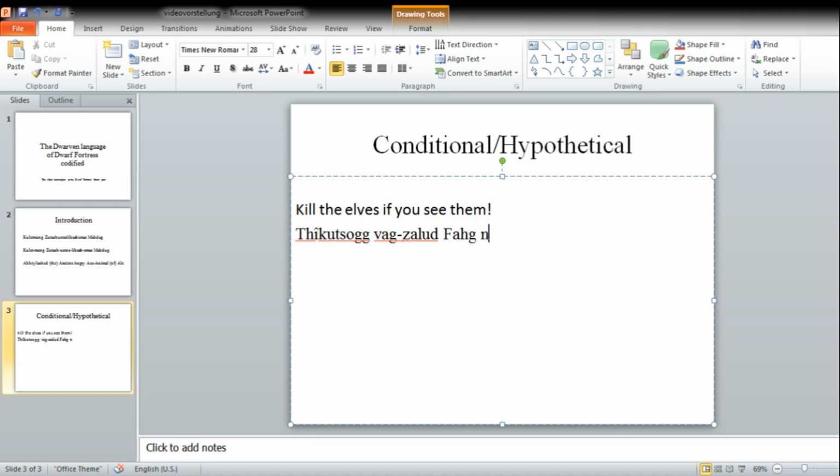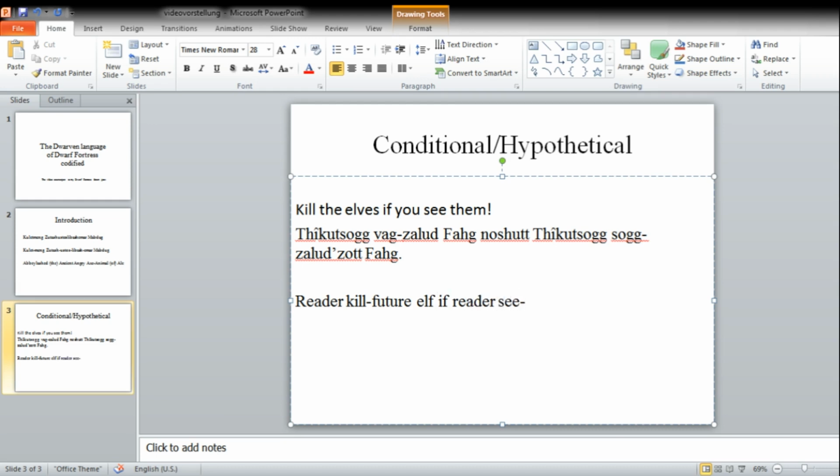Vag, zalud, fag, noshut, Fikutsog, sog, zalud, zot, fag. Now this could be a bit shorter, but I made it long in order to show you the way the grammar works. You could remove a couple words here to make it simpler and easier. So this is reader, kill, future, elf, if, reader, see, future, hypothetical, elf.